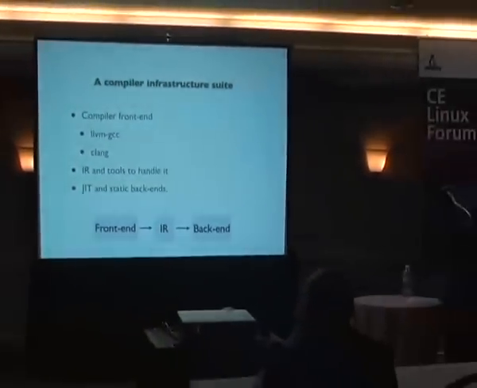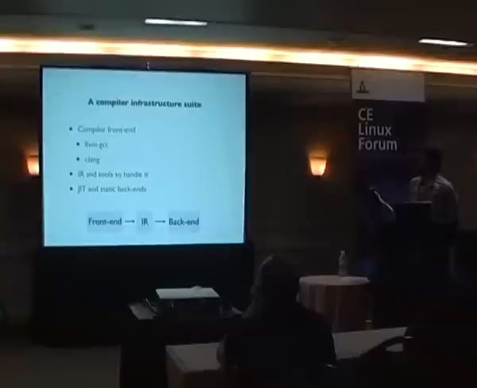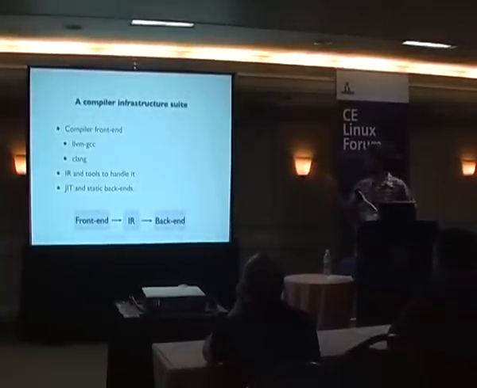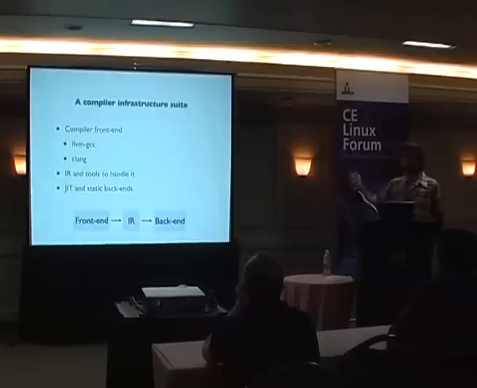Okay, now talking about the compiler infrastructure. We have the compiler front end from LLVM. We have two options: we can use LLVM GCC and Clang. I'll talk about these two in the next slides. We also have the IR and tools to handle it. It's the bytecode stuff I said. When you dump it to the disk, we have a lot of tools to manipulate it, and then we can choose to do JIT with it, like in the virtual machine, or call other tools to use the static backends.